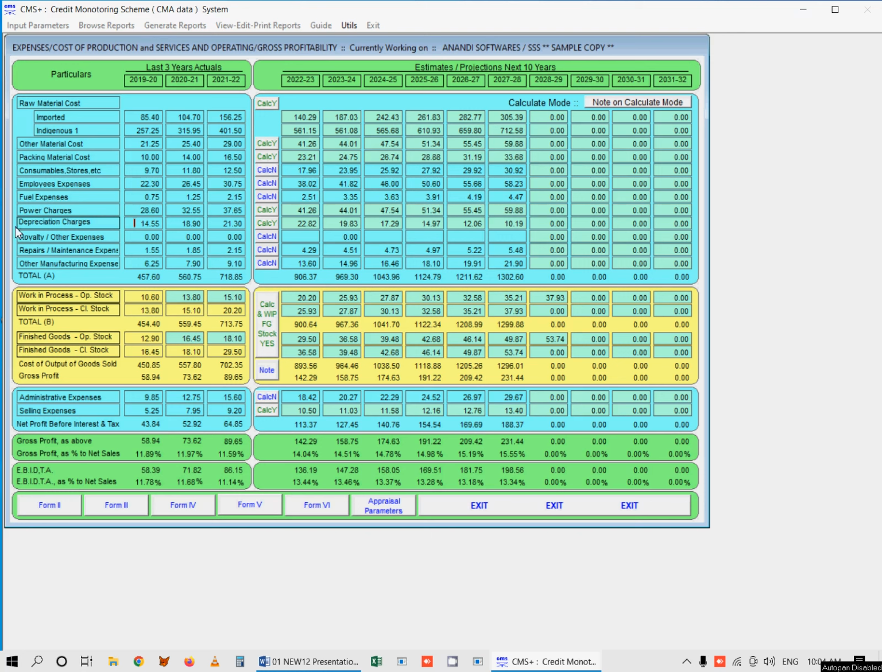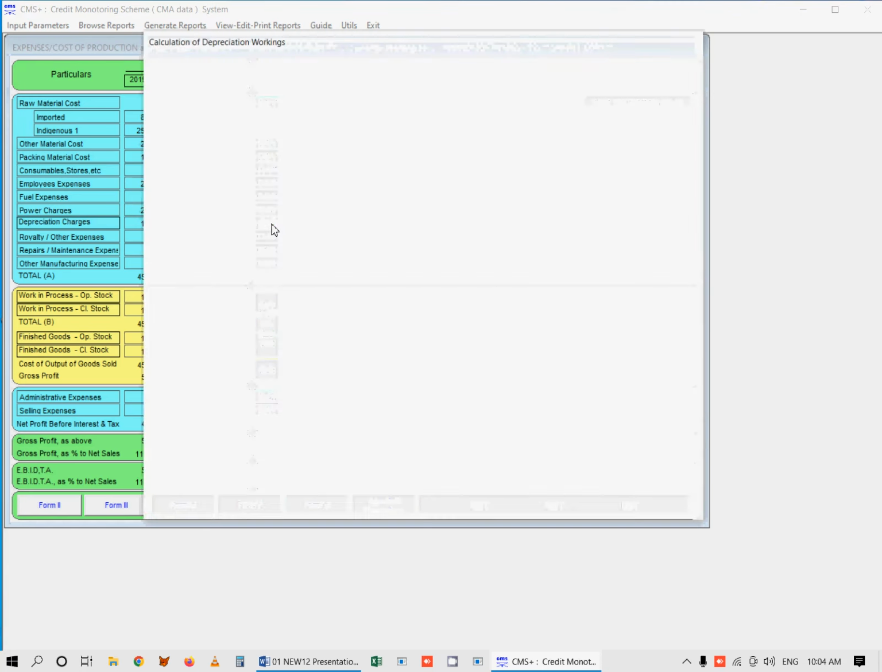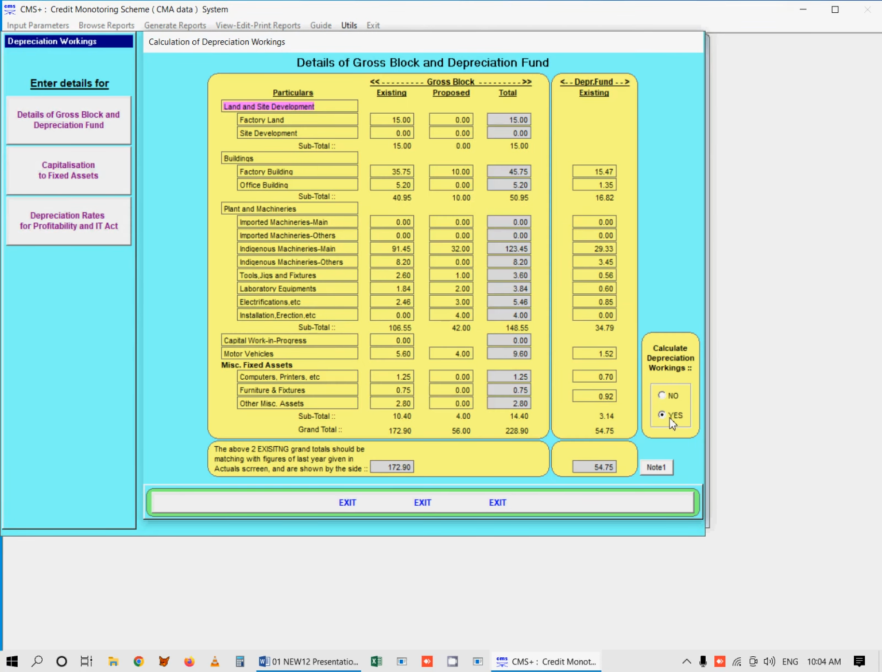We are going back to the second screen for detailing of depreciation calculations. Under calculate mode yes, it provides for 16 user-defined categories of depreciable fixed assets. You may adapt it as required. As for depreciation workings, specify the asset value of existing fixed assets either as gross block or net block, and also give breakup of existing depreciation fund. Further, specify the addition thereto for each category under the proposed column.